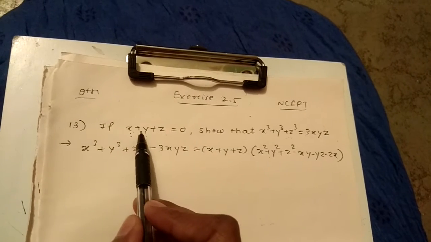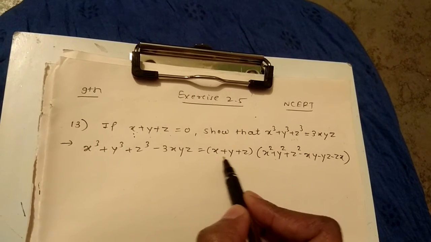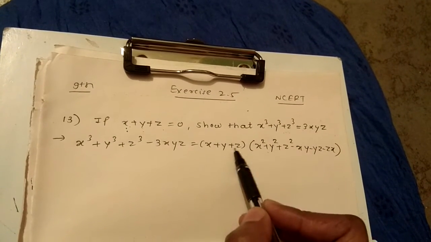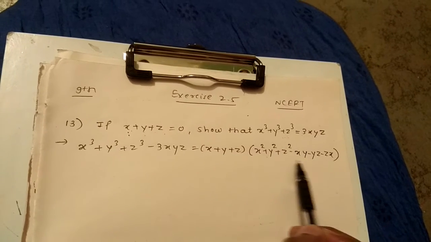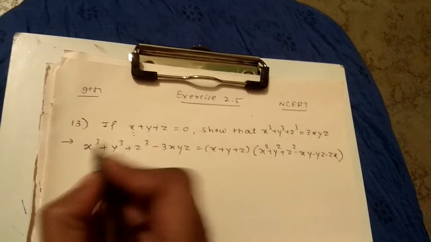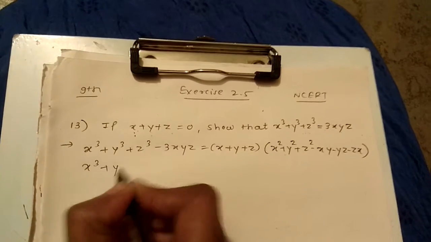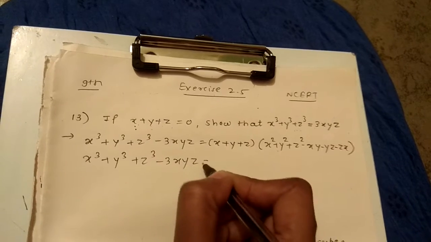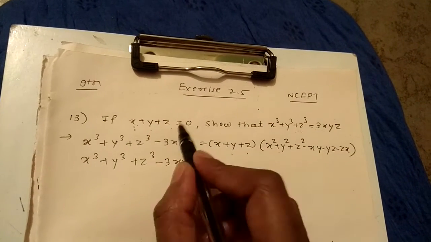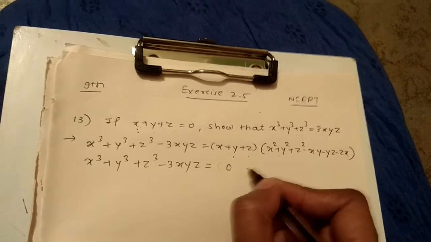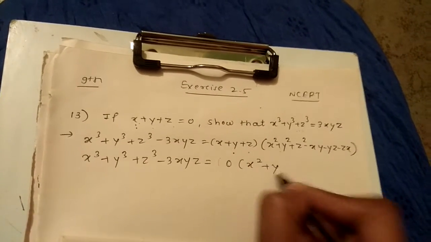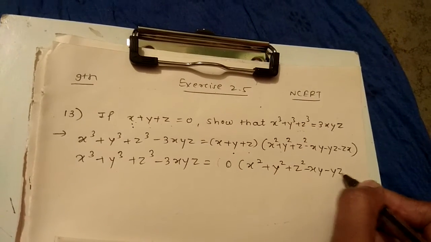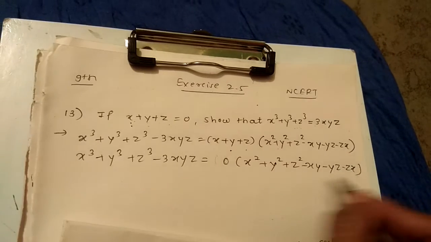Here they have already given that x plus y plus z equals 0. Then altogether it will be 0. 0 into anything is 0, so no need to calculate all these things. Just put 0 here. So x cube plus y cube plus z cube minus 3xyz, as they have given the value of x plus y plus z equals 0, only that value, we'll put 0 into x square plus y square plus z square minus xy minus yz minus zx. So all of this will be 0.